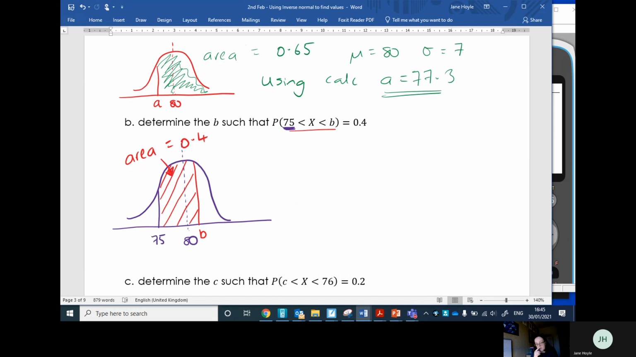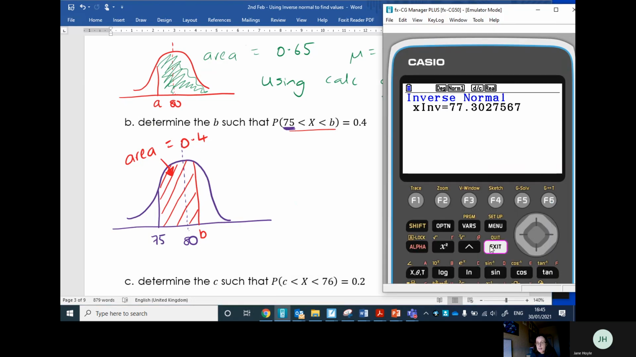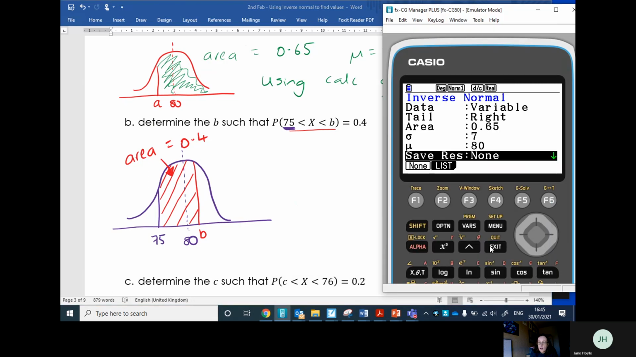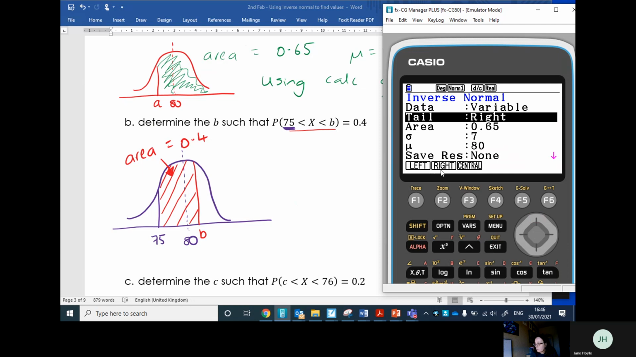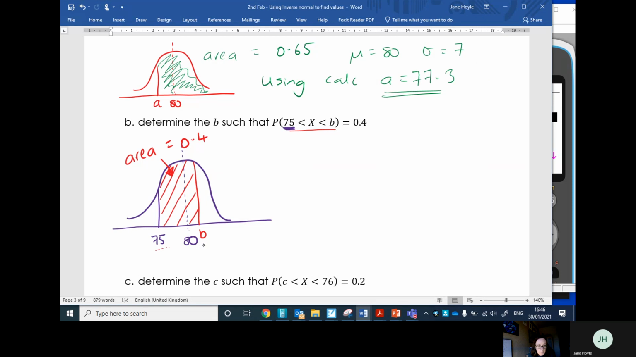Just that bit in there. Now, if we look at our calculator options, we had a left-hand option, a right-hand option, and then a central option. Annoyingly, central means exactly central, so it has to be symmetrical. Even though you might think, okay, I've got the 75, which is on the left, and the B, which is on the right, they're not centrally about the mean, so I can't use that option.